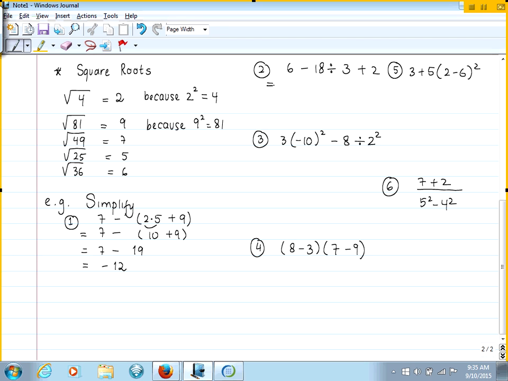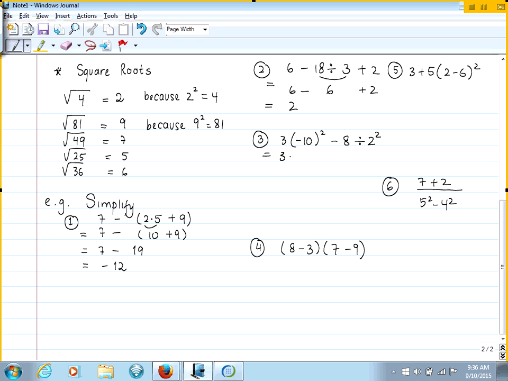Now, number 2. Which one do we do first? Division? So this one? Okay, so I'm copying the other one, right? So 6 and then plus 2, and I'm only going to do the division. What is 18 divided by 3? 6. Good. Now 6 minus 6 plus 2? 2. Finish. Yeah, or you can write 0 plus 2 equals to 2. That's optional.